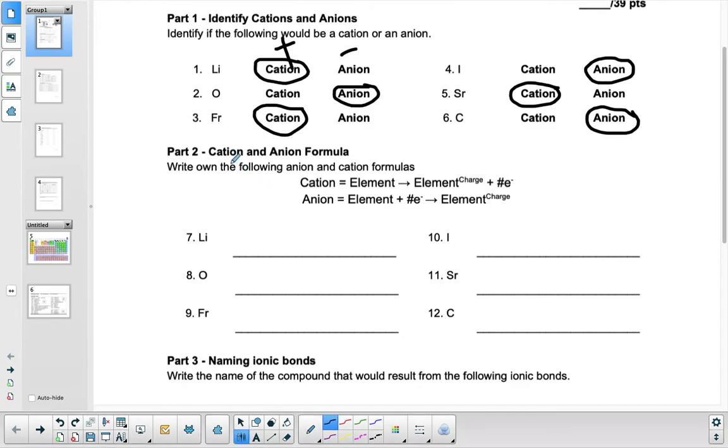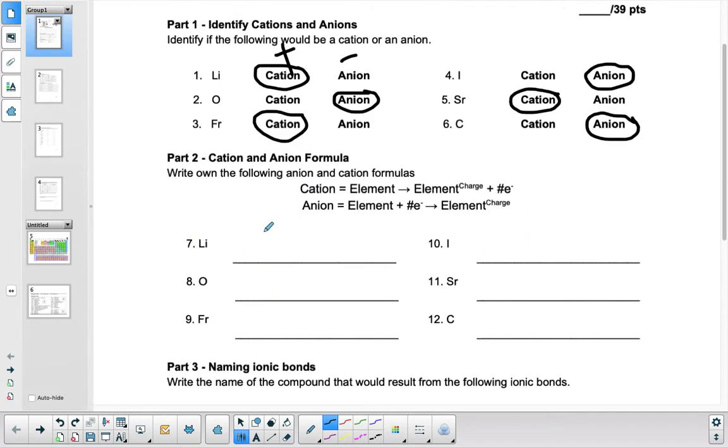Part 2, we need to write the cation or anion formula for the following elements here. So we already decided back in part 1 if they were going to be cation or anion. So now we're just going to write their equation.